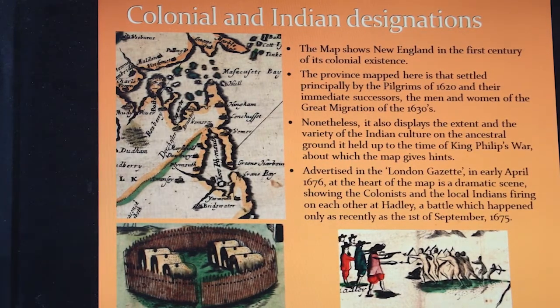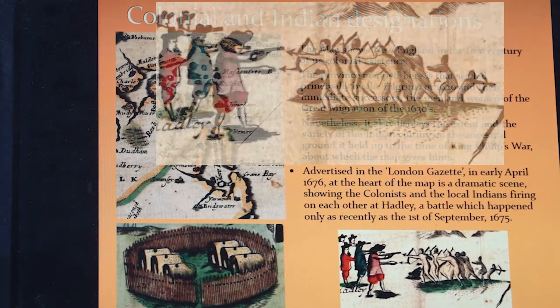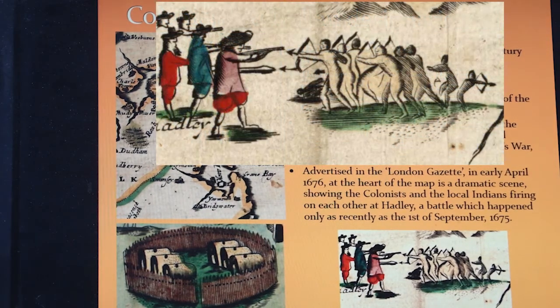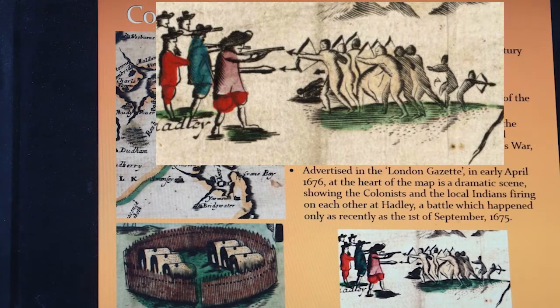Advertised in the London Gazette in early April 1676, at the heart of the map is a dramatic scene showing the colonists and the local Indians firing upon each other at Hadley, a battle which happened only as recently as the 1st of September in 1675.